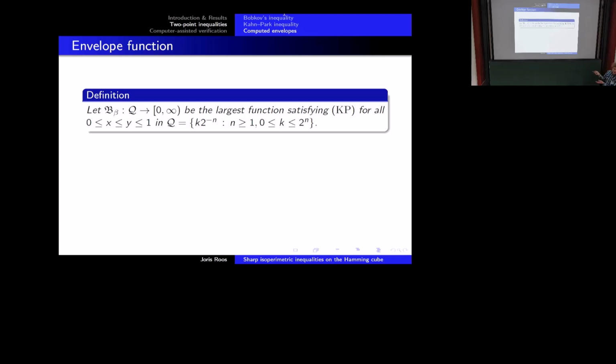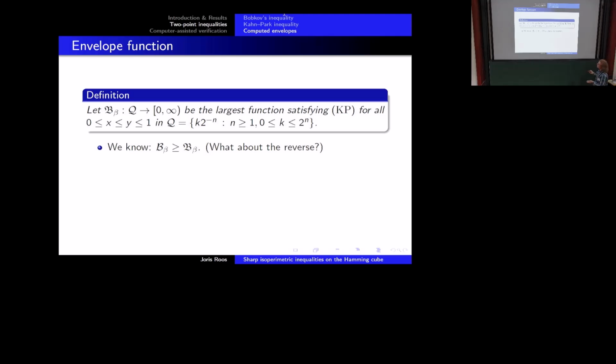This is a well-defined function, and it is not defined on the whole unit interval; it actually makes sense to restrict it to only dyadic rationals, because those are the only numbers that can come up as volumes of subsets of the hypercube. So what we know from the argument is that our isoperimetric profile, the dream function we're looking for, is greater or equal to this envelope function, right? What about the reverse?